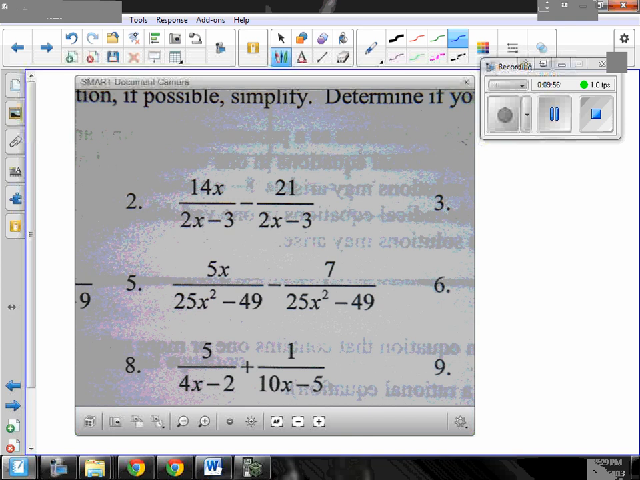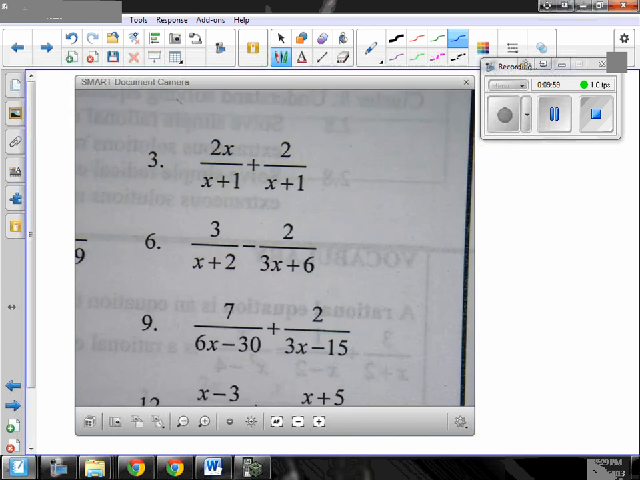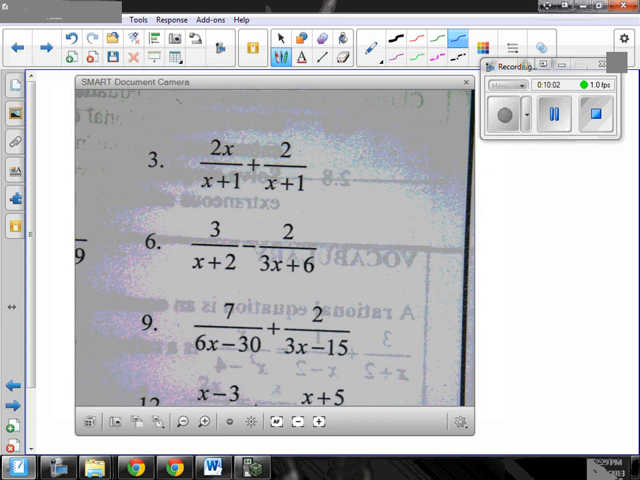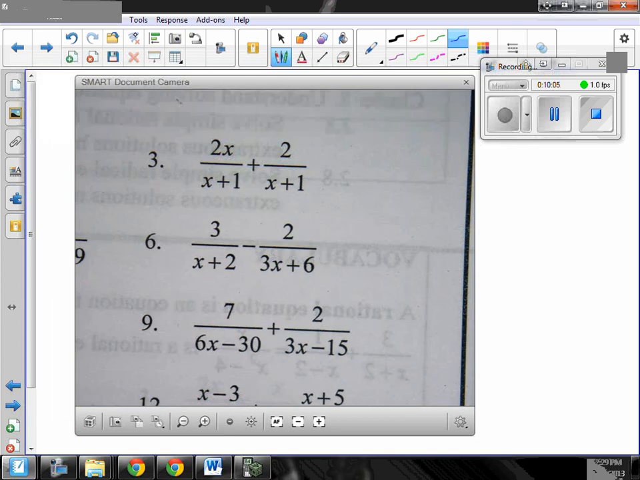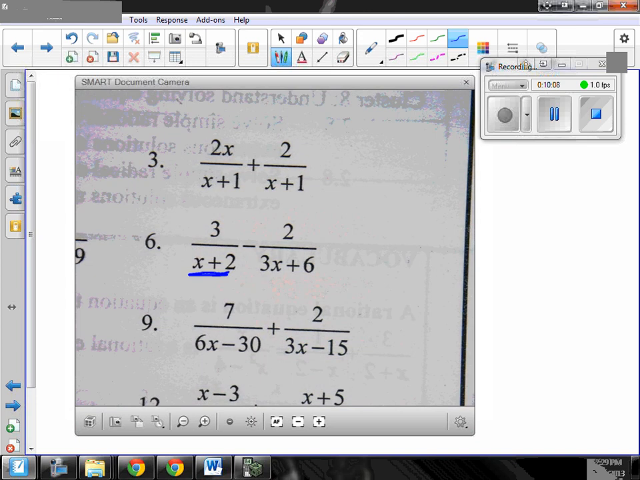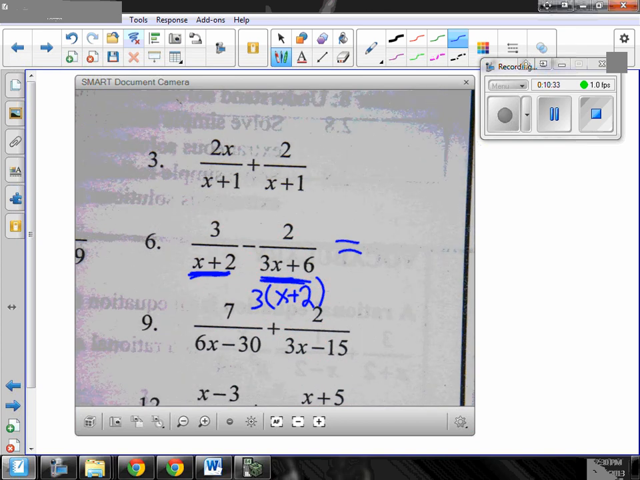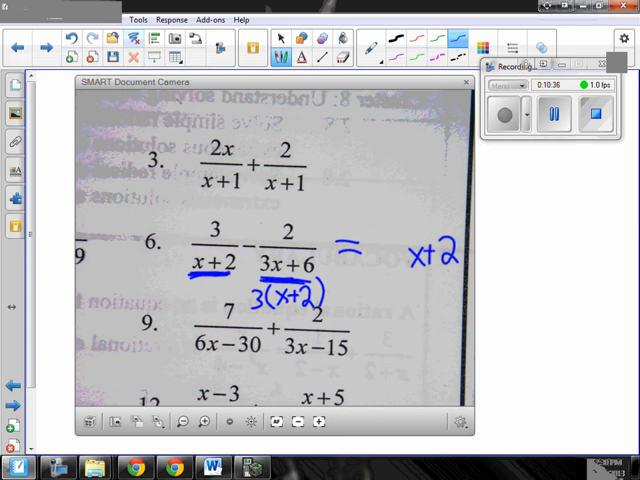Okay, look at number 6. Do I have a common denominator? No. So, does this one factor? No. Does this one factor? Yes, I can pull out a 3 and I get x plus 2. So, my common denominator needs to have everything that's in the other two denominators. So what would my common denominator be? It needs an x plus 2. It also needs a 3.